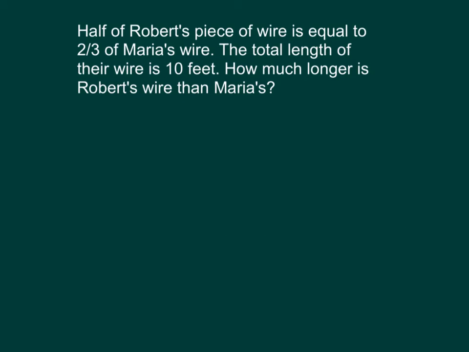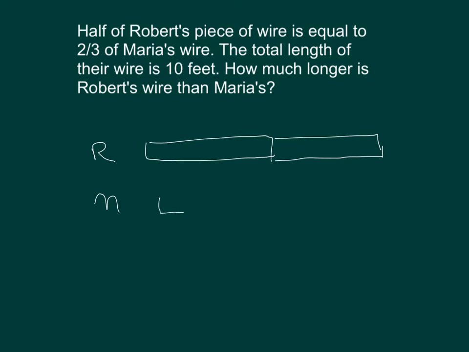Half of Robert's piece of wire is equal to 2/3 of Maria's wire. The total length of their wire is 10 feet. How much longer is Robert's wire than Maria's? Here's Robert's wire to begin with. We'll split that into halves. And then we have Maria's wire, where 2/3 of Maria's wire is equal to a half. So those are the same there.